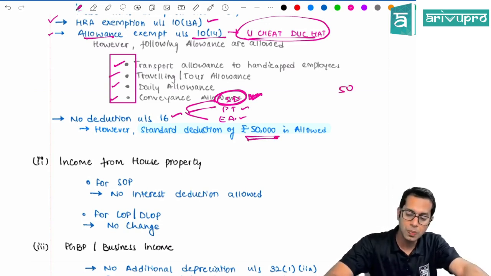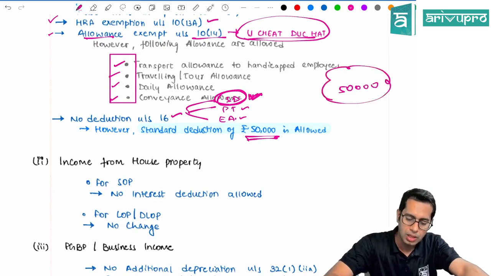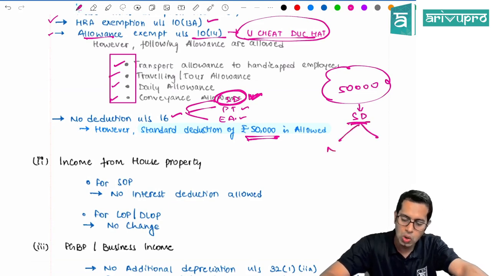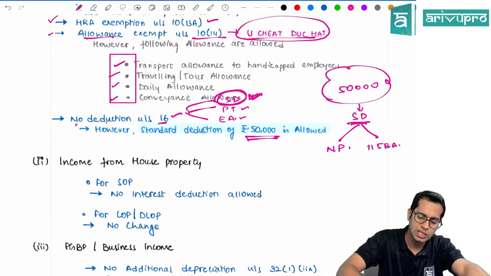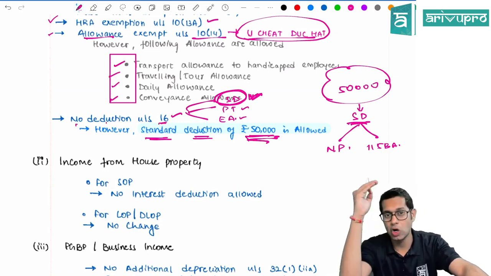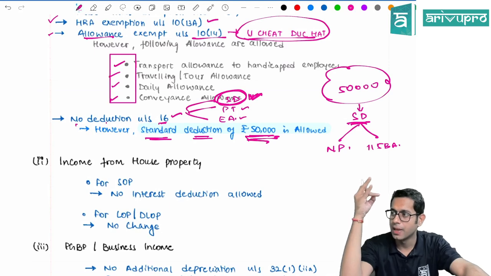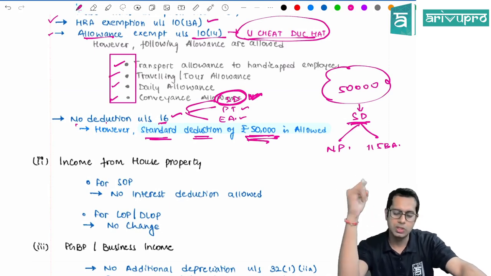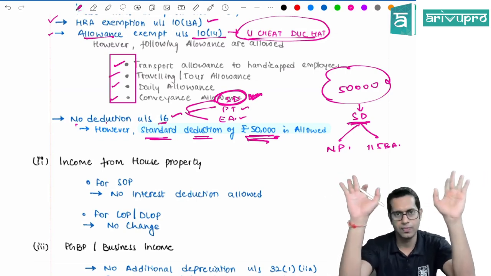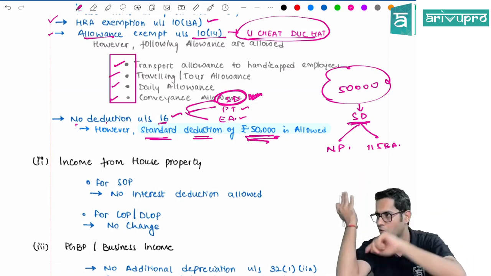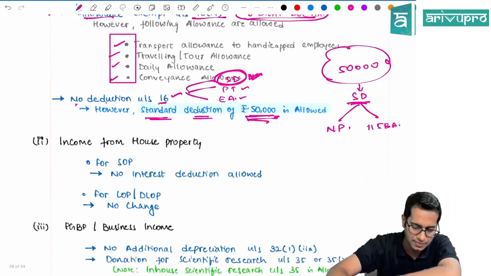So 50,000 rupees standard deduction, if you are earning salary income, will be given both to a person who is following normal provision as well as a person who is following 115 BAC. No deduction under section 16 except which deduction? Standard deduction of 50,000. Professional tax and entertainment allowance deduction you will not get. However, standard deduction you will get, whether you are following normal provisions or 115 BAC.